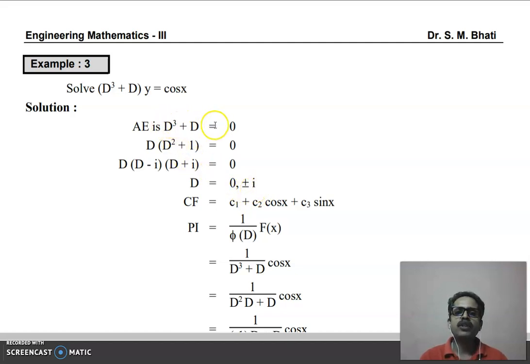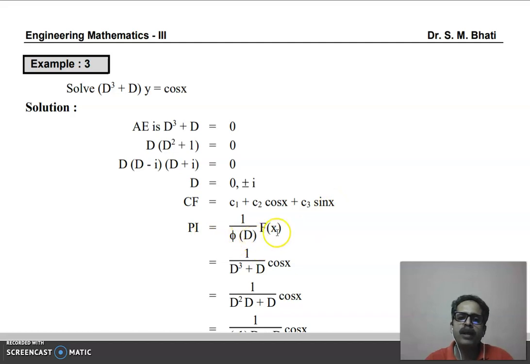This is a cubic equation and it has three roots. Out of three roots, 0 is real and distinct. So for 0 we have the first term in complementary function as c1 e raised to 0 into x. Remaining two are complex roots, or imaginary roots, or the roots of the type alpha plus minus i beta. Alpha is 0 and beta is 1, and so using case 3 we can write down c2 cos x plus c3 sin x.